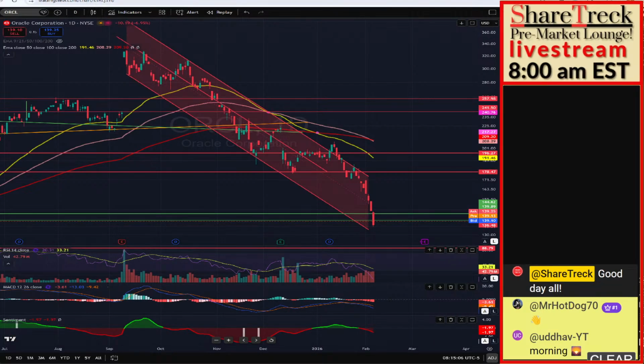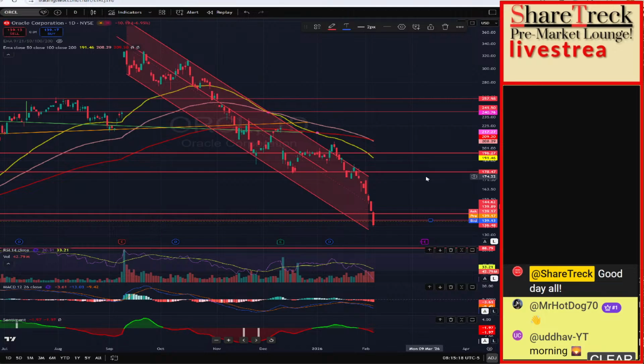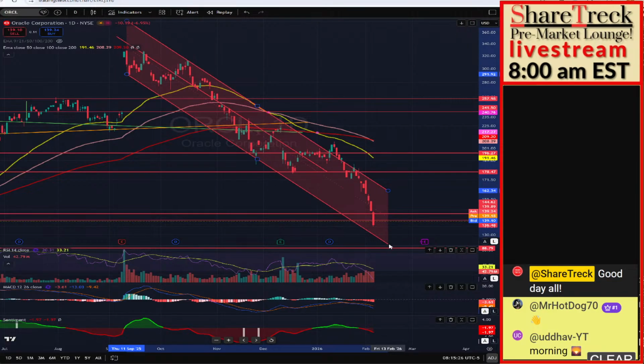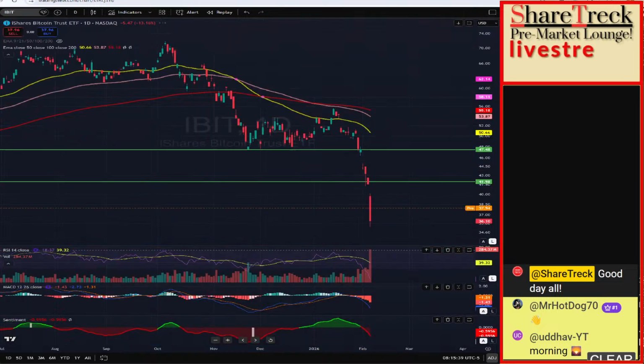Oracle is up 1.94% in pre-market trades. It has got a whole bunch of resistance out here. Let me put this resistance out here. This latest resistance is at 139.89. That's going to be our first resistance for today. Right now we're at 139.17. And if I drag this line further, sorry, we should get some support at around 132.99 today.